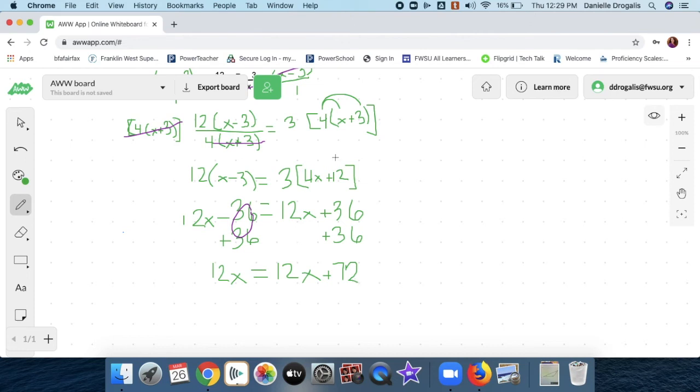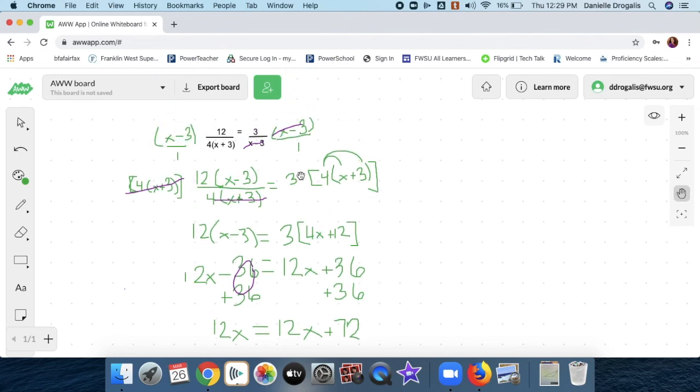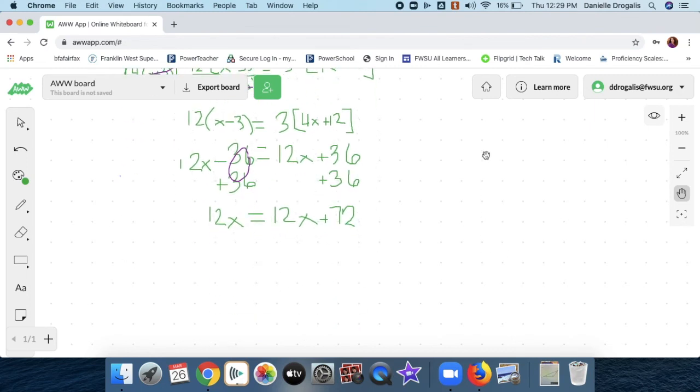Actually, I realized in the work that I have next to me as I prepared this, we could have taken care of this 12 right away and not have all these big numbers. So if you caught that we could actually reduce coefficients at the beginning to simplify the size of our numbers, then that is awesome. Good for you. Okay, so now we've got this. We've got 12x equals 12x plus 72.